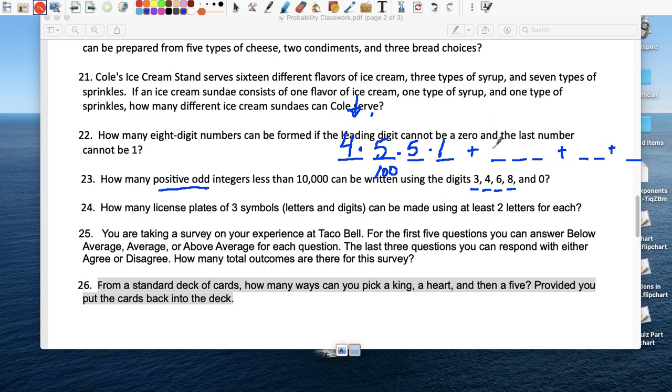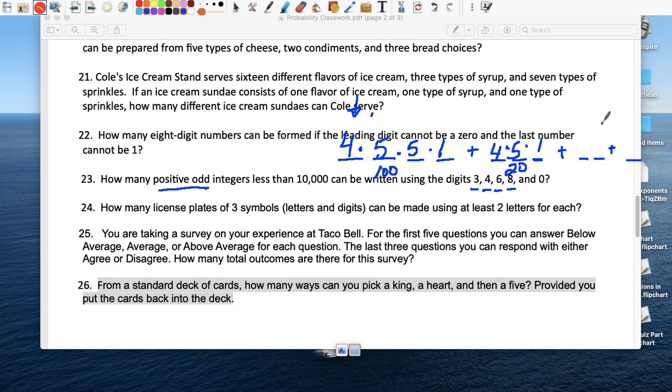For the 3-digit numbers, this one has to be a 3, so I only have 1 choice here. For this one, I have a choice between 3, 4, 6, 8. I have 4 choices again. It can't be a 0, right? And for this one, I have 5 choices because I can put a 3, a 4, a 6, an 8, and a 0. That's 20.